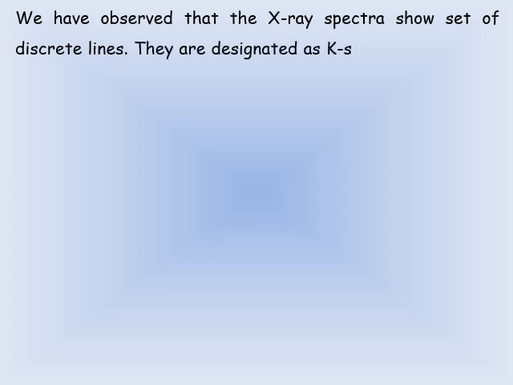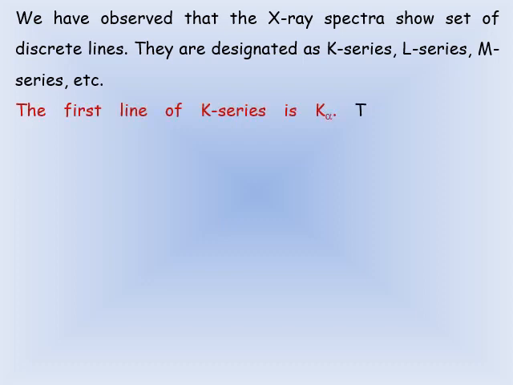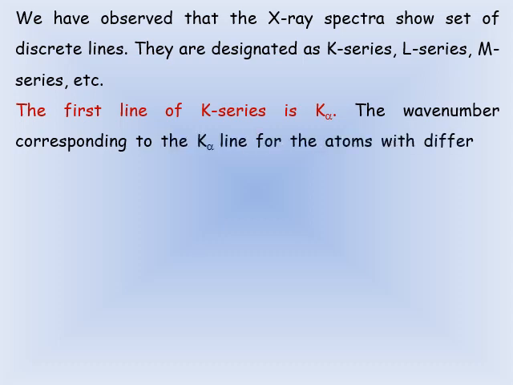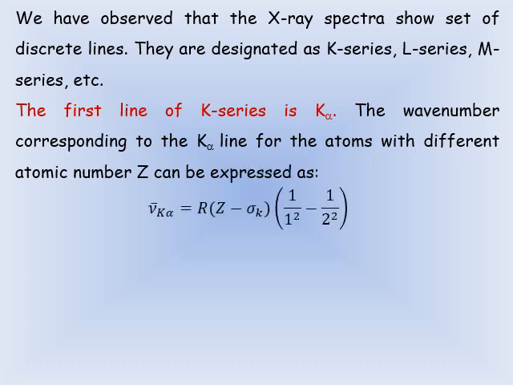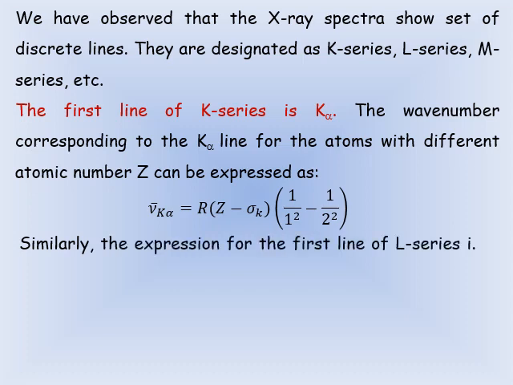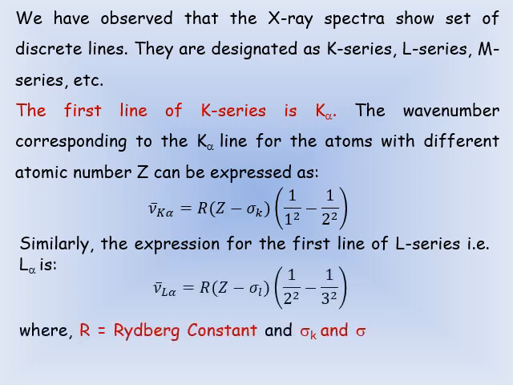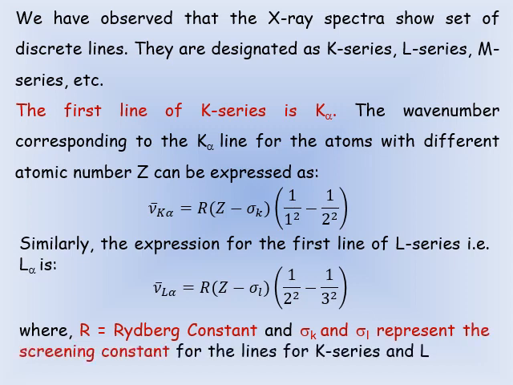We have observed that the X-ray spectra show a set of discrete lines. They are designated as K series, L series, M series, etc. The first line of the K series is K alpha. The wave number corresponding to the K alpha line for atoms with different atomic numbers Z can be expressed as follows. Similarly, the expression for the first line of the L series, that is L alpha, is given, where R is the Rydberg constant and sigma K and sigma L represent the screening constants for the lines of the K series and L series, respectively.